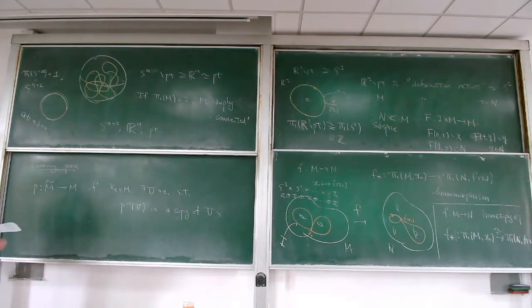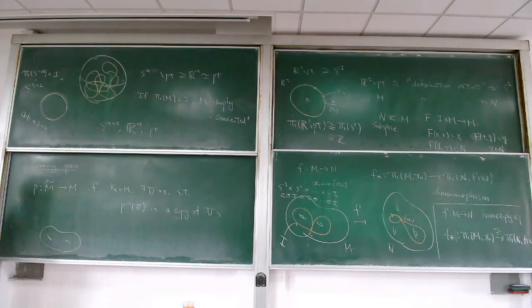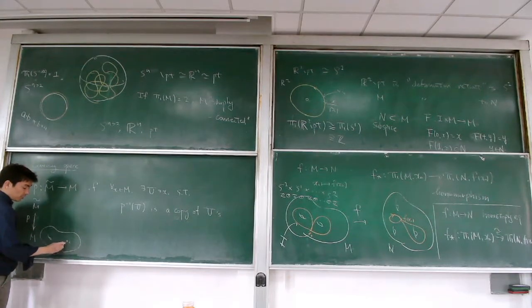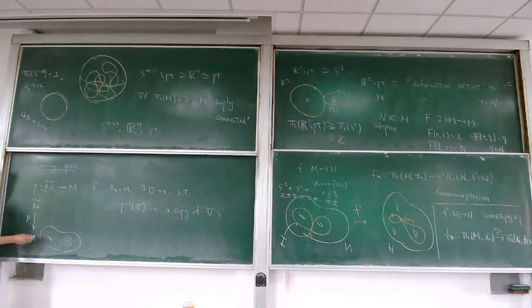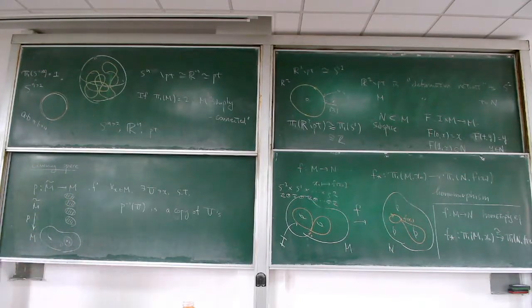Namely, if you have a space M and pick a point x, there is a neighborhood U. This is M, and M tilde is upstairs somehow, with a projection or covering map, and you can take a neighborhood around here. That's what we call U. If you look at the pre-image of it under this map, you have a bunch of copies of this neighborhood, many copies. This is called covering.